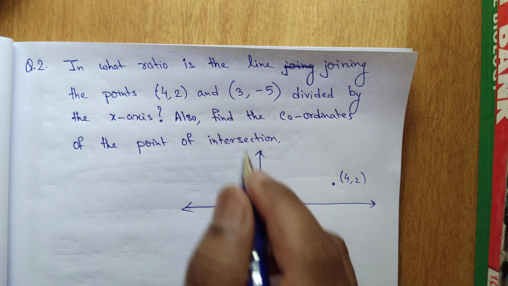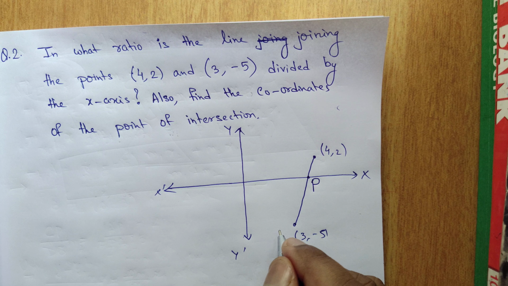So these are the 2 points and they are intersecting the x-axis here. That's what they are asking: in what ratio is the line joining the points divided by the x-axis? So the x-axis is dividing this line segment into 2 parts. They are asking the ratio of the 2 parts. Okay, now suppose we take that point to be P.